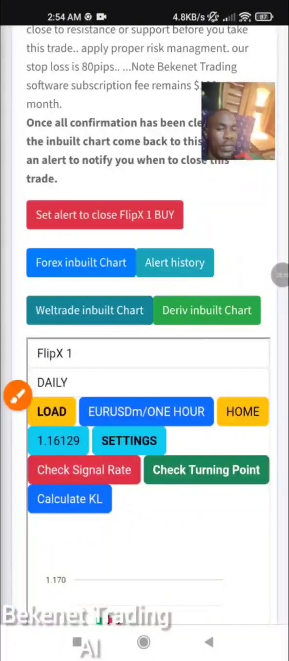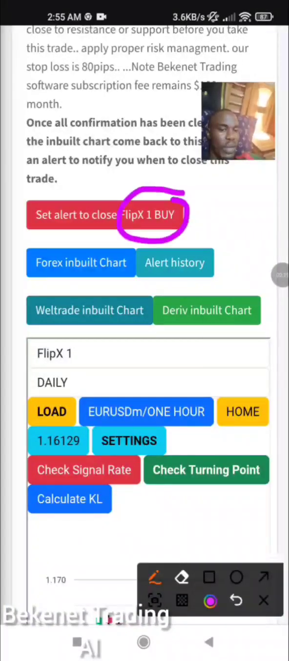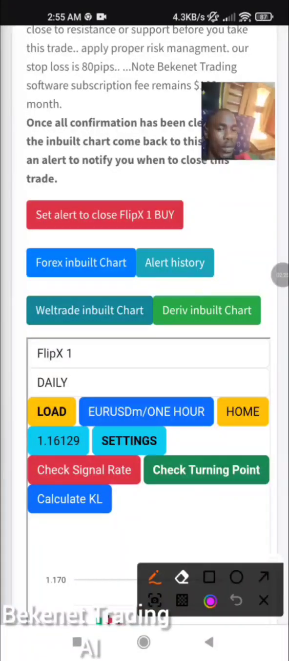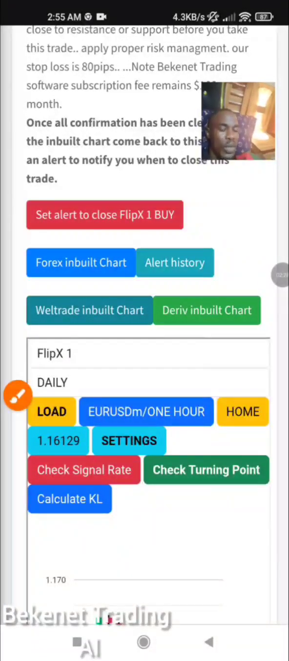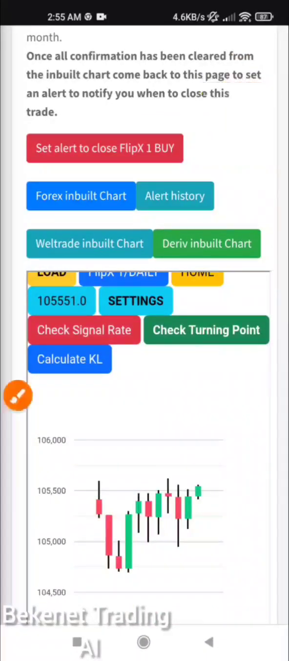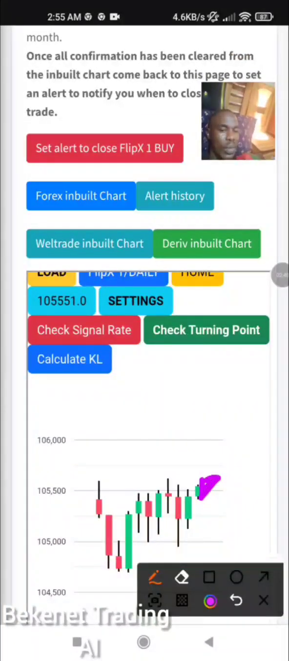I'll now select Flip 1 because it told me to buy Flip 1. I'll select Flip 1, then click load. So what am I trying to do? I'm trying to make sure that as I'm taking this position, I don't want to be close to any resistance. Then the next thing, you see a candle forming. This is the current daily candle. This one that you're seeing is the previous.